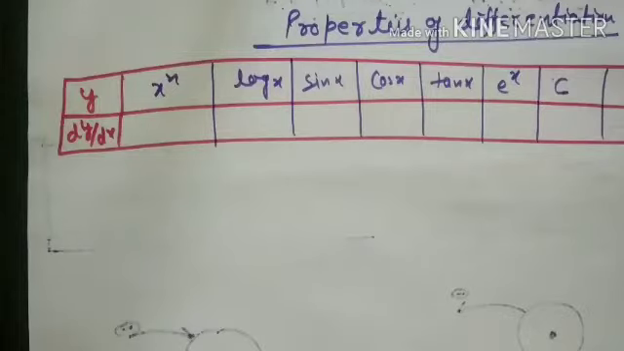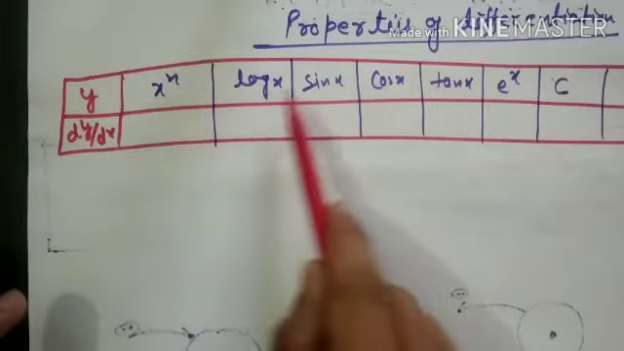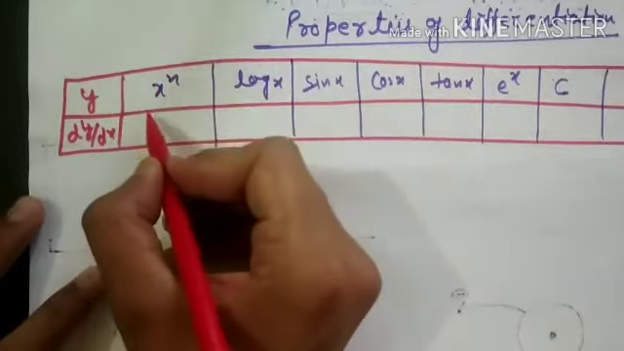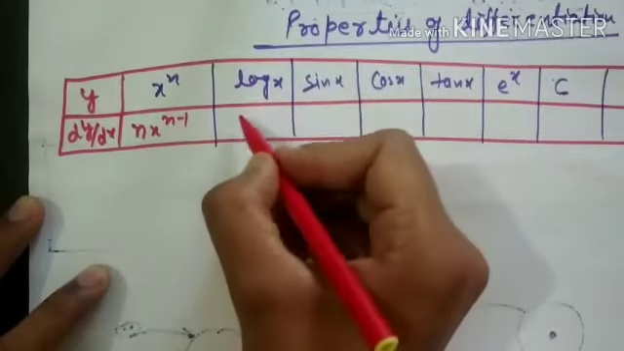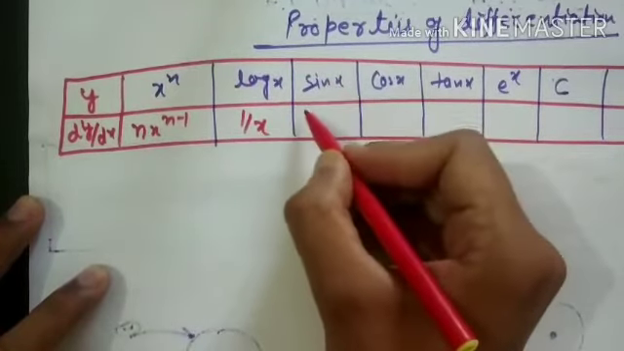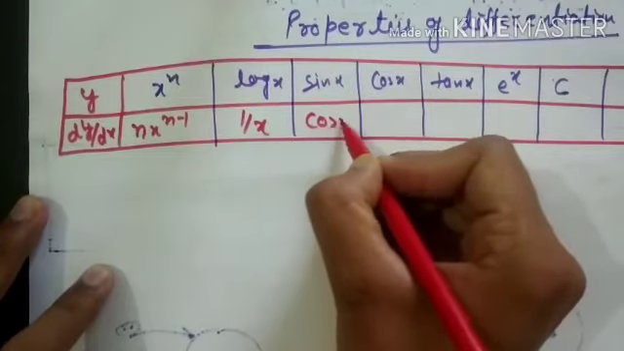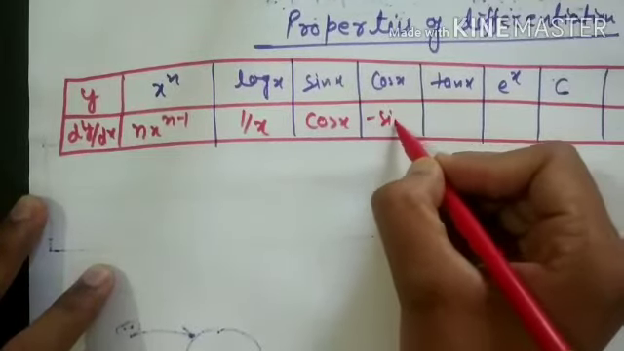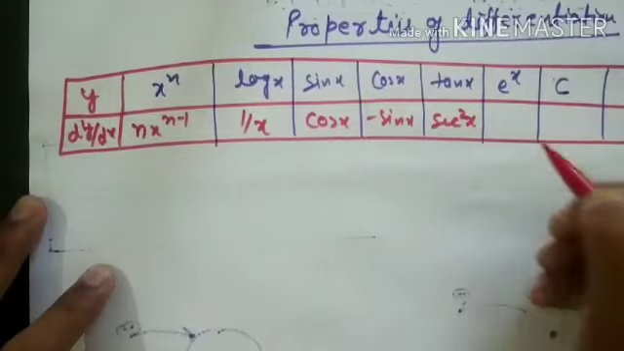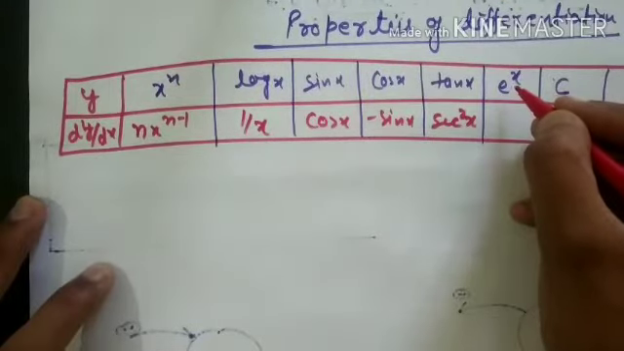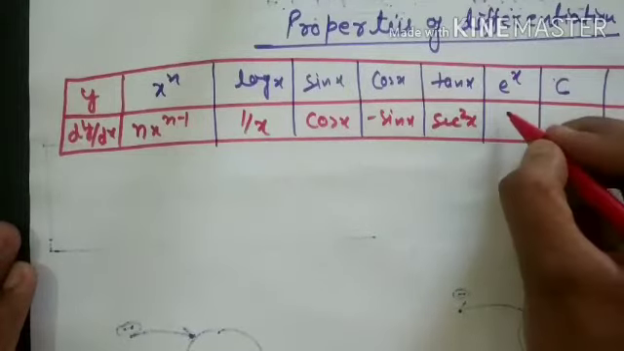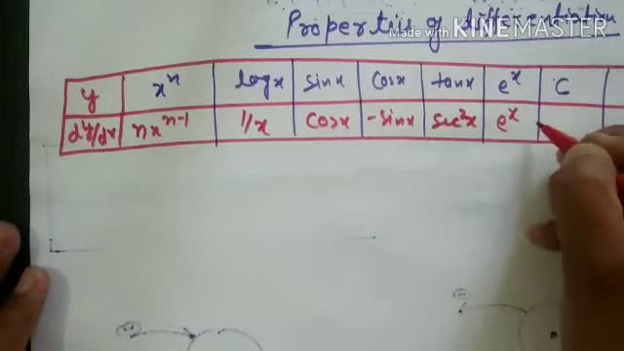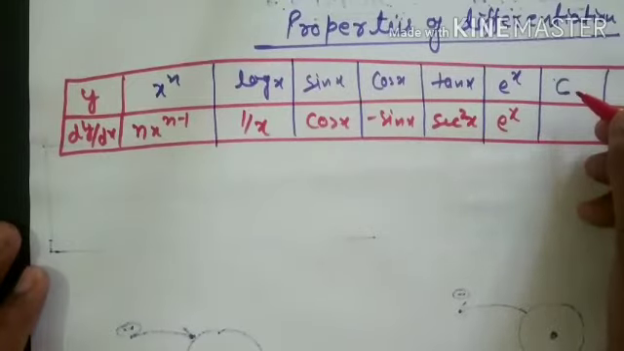So in general you can say that the differentiation of x to the power n is n x to the power n minus 1. Log x has differentiation 1 by x. Sin x gives cos x, cos x gives minus sin x. Tan x gives sec square x. E to the power x is a new function called the exponential function. E to the power x has differentiation e to the power x, and any constant like 3, 4, 5, any number, will have differentiation 0.